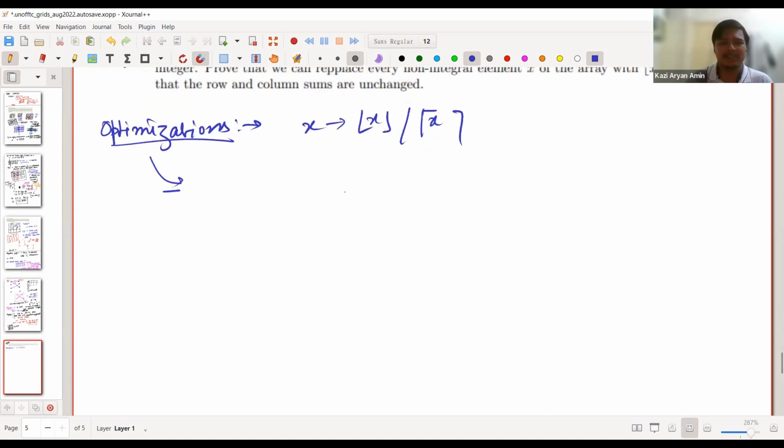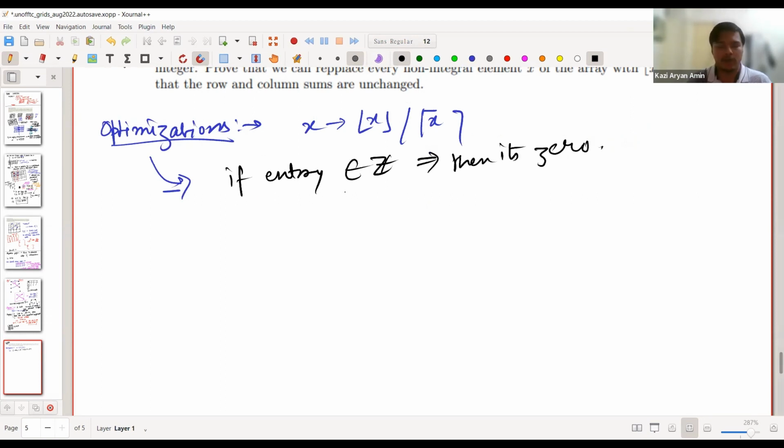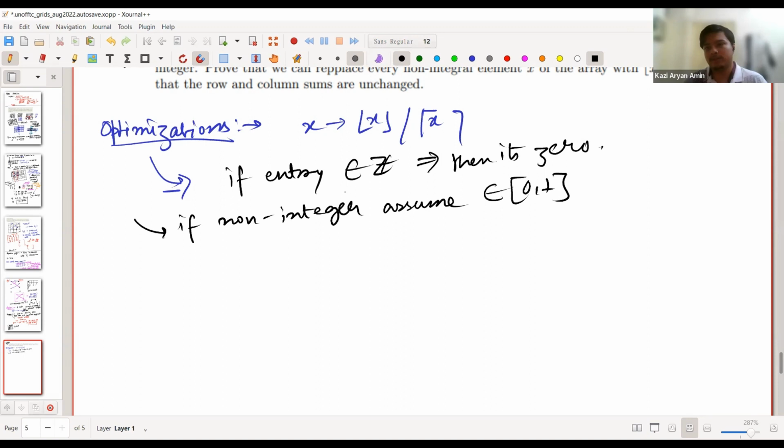So some optimizations that we can use are, let's say, just assume that if any entry is an integer, then it's just 0, because we don't really care about non-integer and about integer entries. And if non-integer, then just assume that it's between 0 and 1. This will probably ease our work, right?